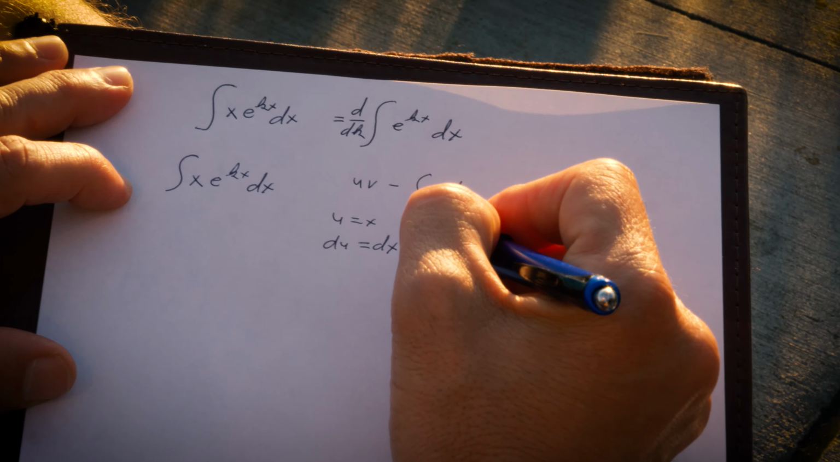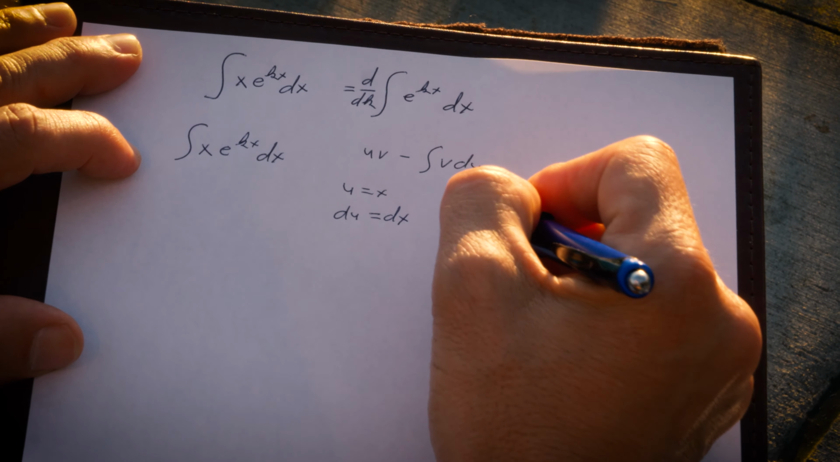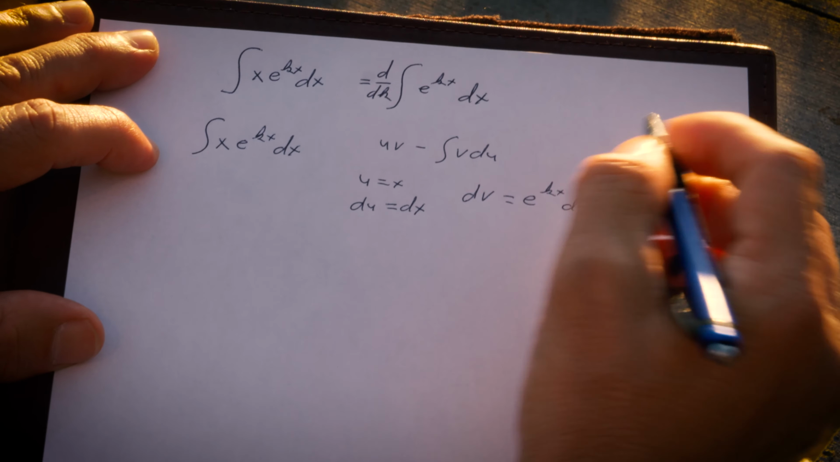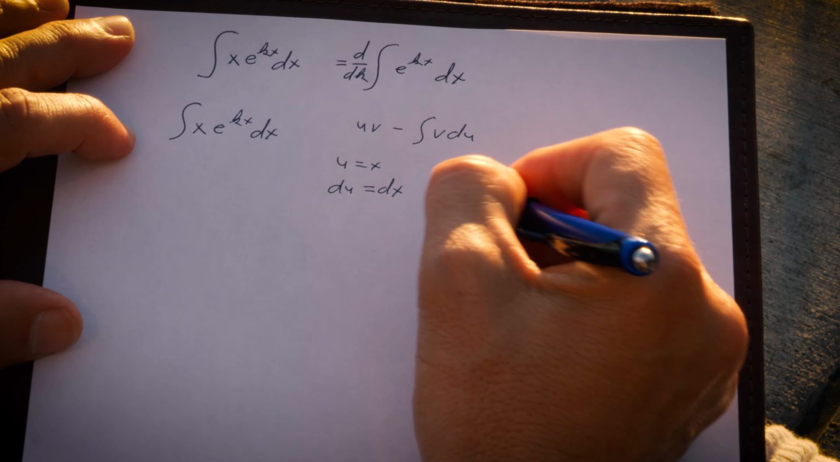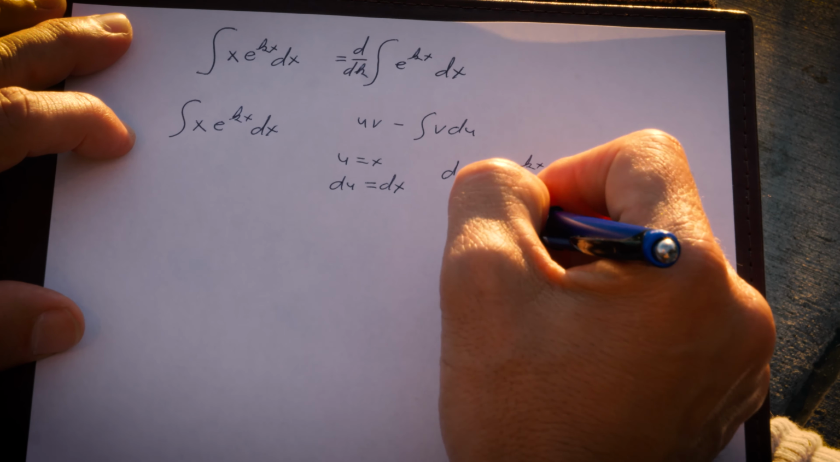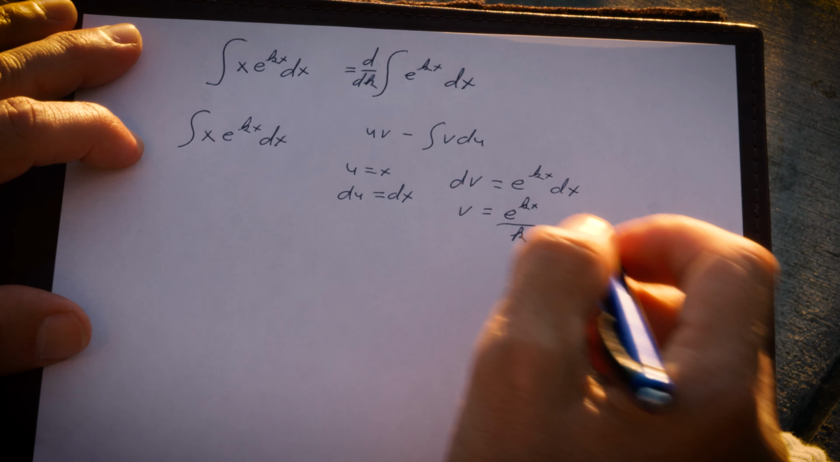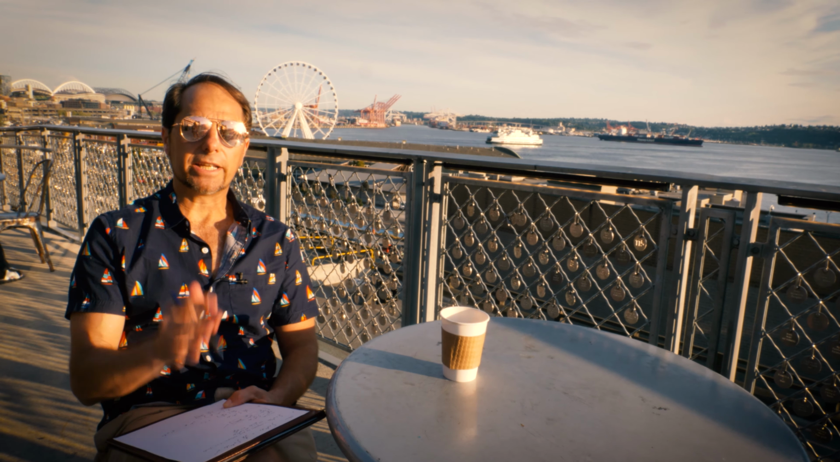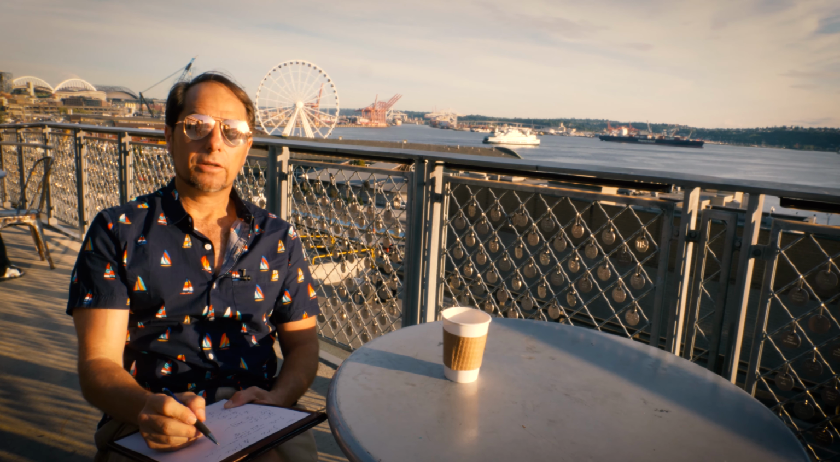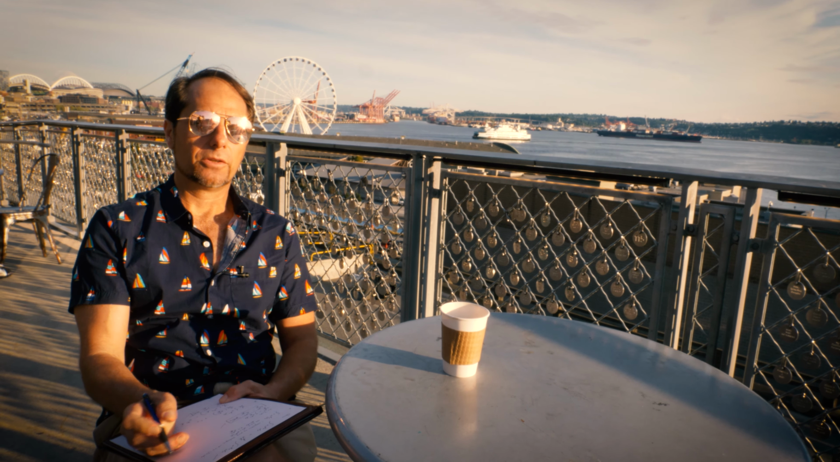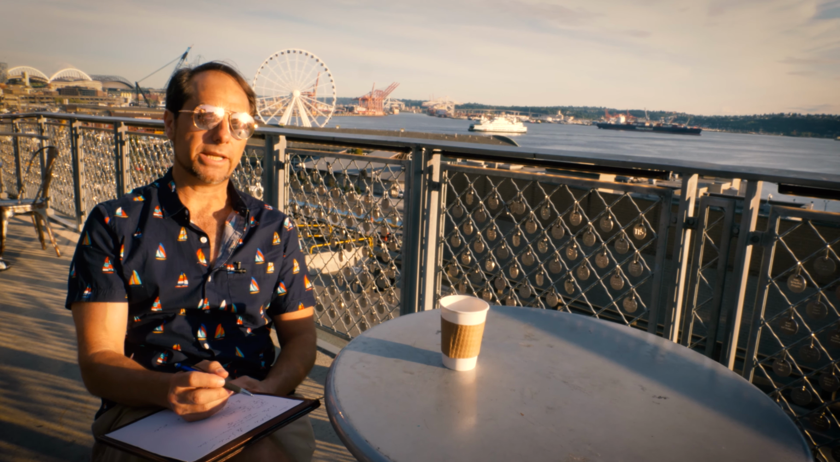Then we have to set up our dv. What are we going to let dv equal? Well, dv we're going to let equal the other part of the integral, which is e to the kx dx. And to get to v, we take the integral of that. That turns into v equals e to the kx over k. k is just some constant. Then we're going to put it together in our formula, which is uv minus the integral of v du. So let's put all the pieces together and see what we end up with.